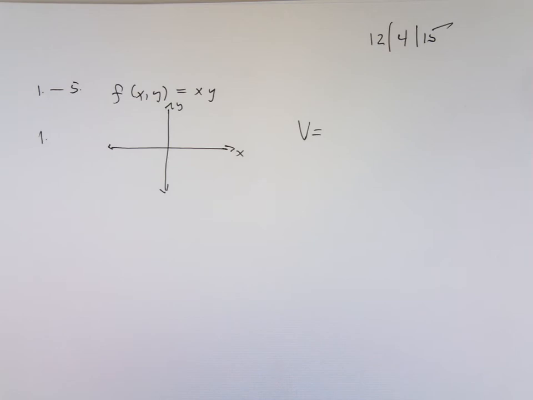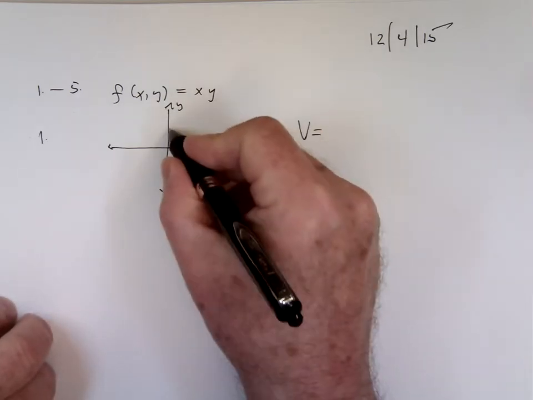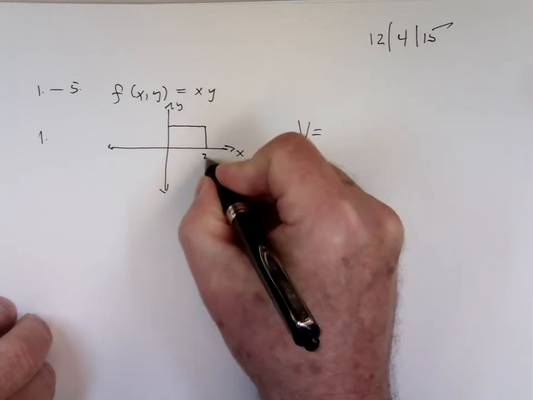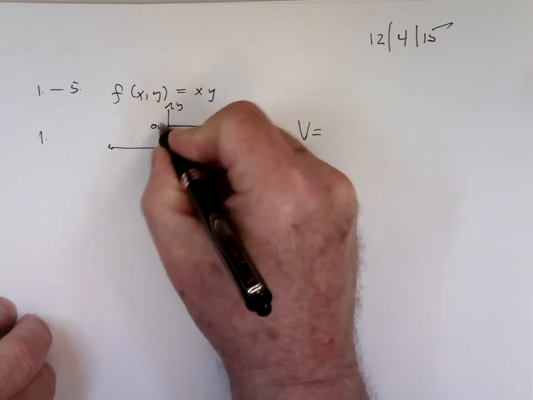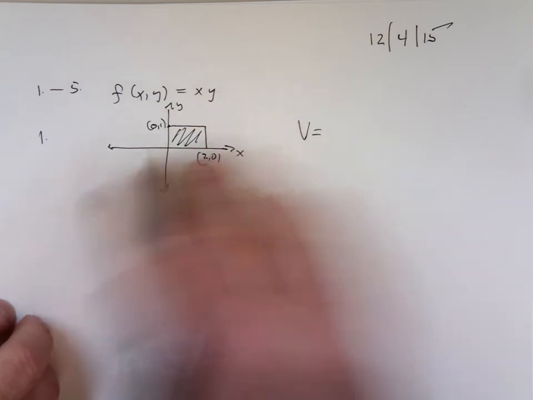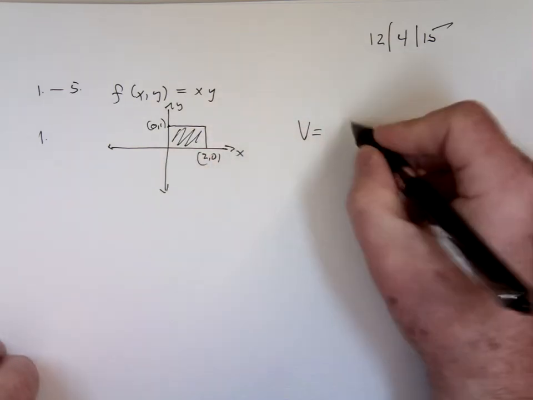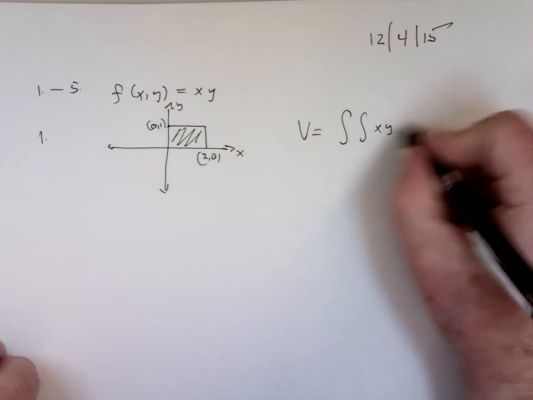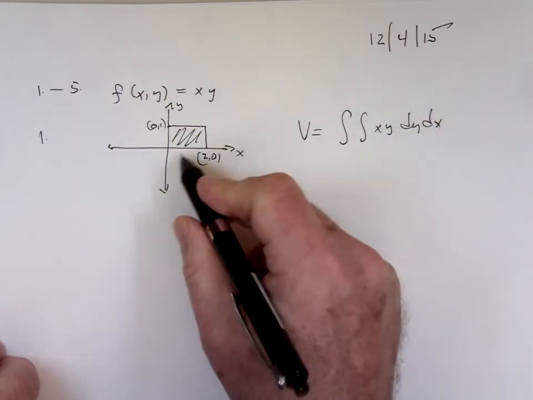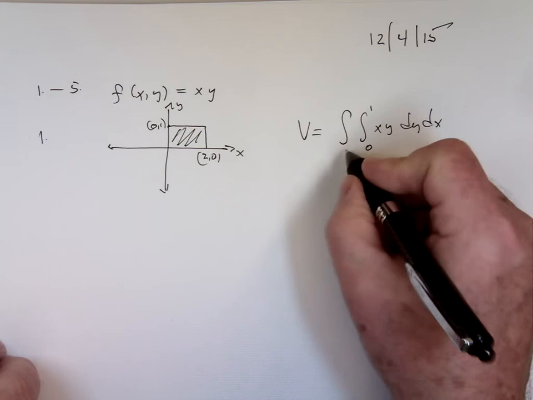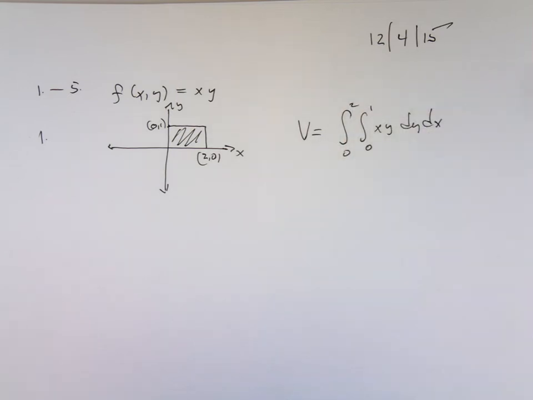But anyhow, the volume in the first one, the region is a rectangle, 0 to 2 on the x's, 0 to 1 on the y. So we have our surface above that. The volume is going to be the double integral of our surface. The y's are going to go from 0 to 1. The x's are going to go from 0 to 2. Okay? We had a couple of people getting this one wrong for some reason. I'm not sure what happened there. But that's what the answer would be.